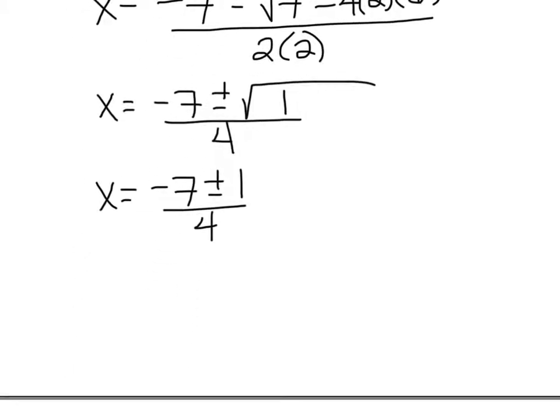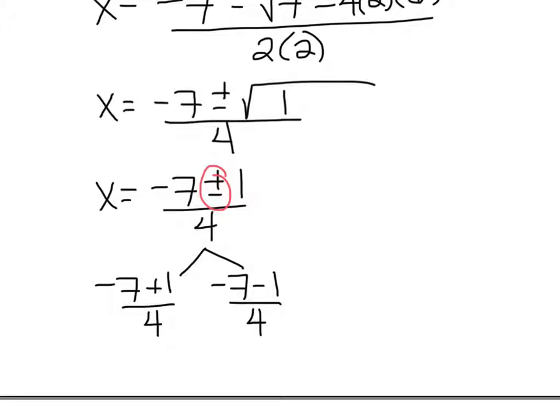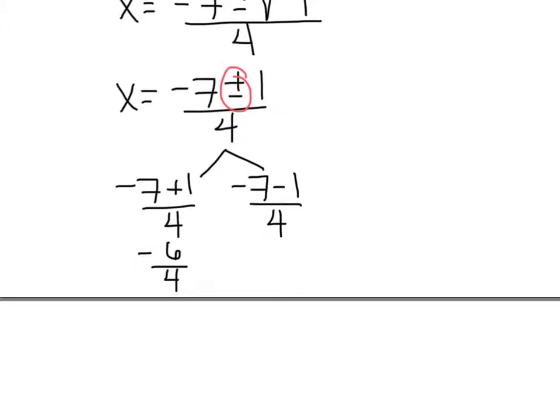And this is where we're going to split it into our two answers. So our first answer is -7 plus 1 divided by 4, and our second one is -7 minus 1 divided by 4. We take the plus or minus sign and we break it apart. Well, -7 plus 1 is -6. Divide that by 4. Means my first answer is -1.5.